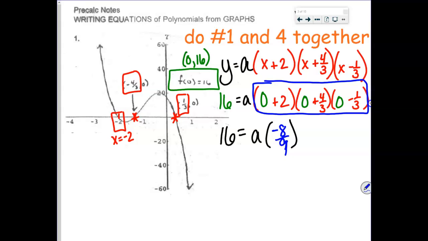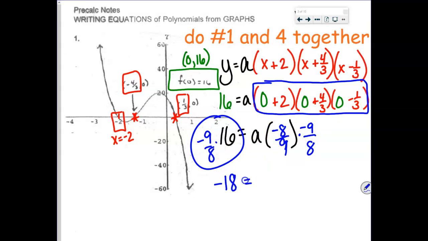Okay, good. So now let's bring it back to 4th grade. How do we solve for a? Because we're not going to divide by fractions because we don't actually divide by fractions. We multiply by the reciprocal, so multiply by negative 9/8 on both sides. This side over here becomes, what is this? Is that negative 18? Oh, lovely. All right, so you just found out that your a value is negative 18.